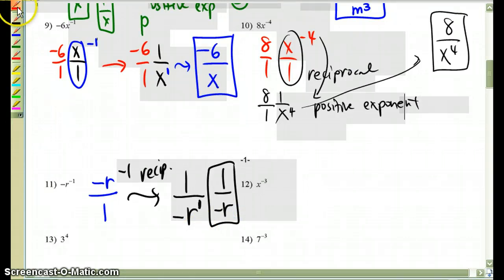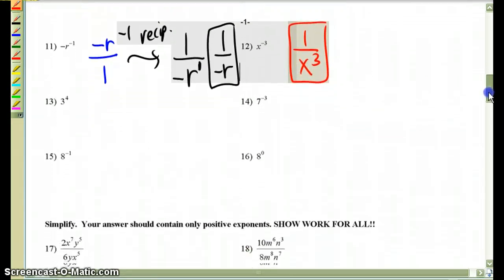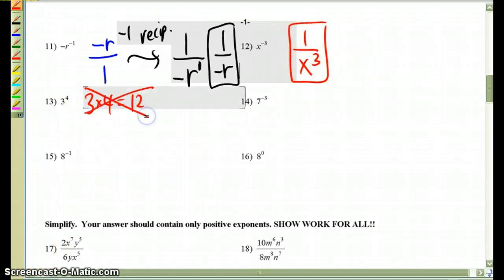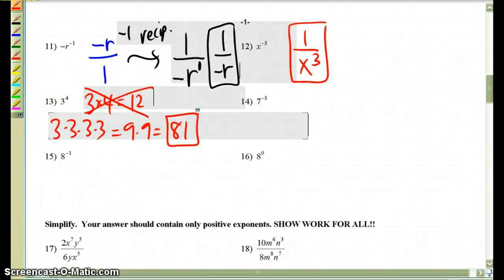Number 12, same thing. The final answer is 1 over x to the third power. Again, I'm not going to actually show you the work for that, but look back on the last few questions. Number 3, 3 to the 4th power, what does that mean? Definitely not 3 times 4, so the answer is not 12, so please don't confuse it with that. It means 3 times 3 times 3 times 3, which is the same thing as 9 times 9, which is the answer 81.